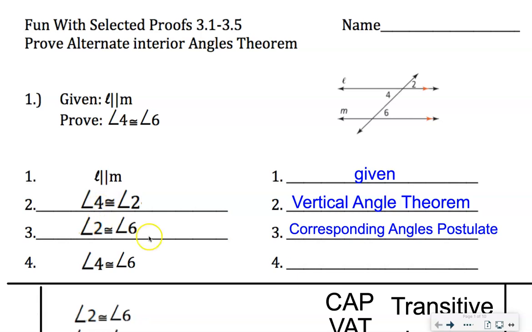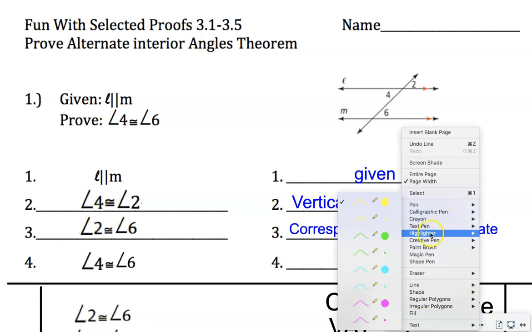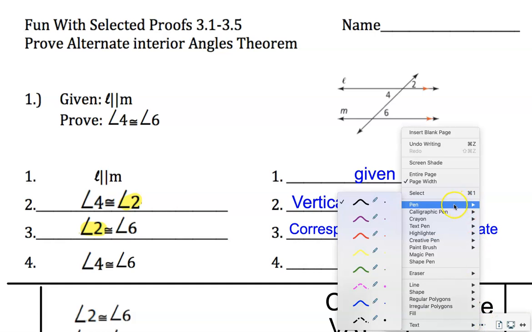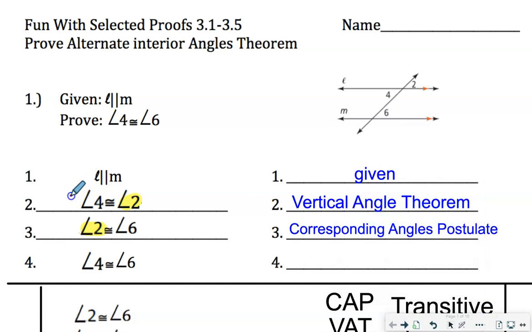So I have that both 2 and 4 are congruent. I'm sorry, 2 and 6 are both congruent to angle 2, which means I have two things that are congruent to the same thing, angle 4 and angle 6. When you have two things that are congruent to the same thing, we know they have to be congruent to each other. This is called the transitive property. So there's your answer for proof number 1.